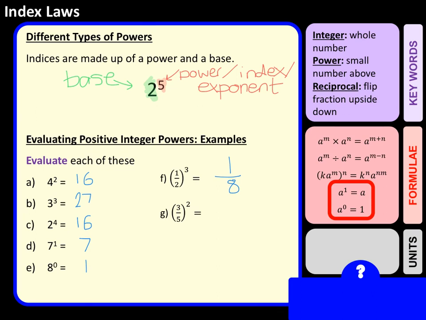For G then, we're squaring the top and the bottom. So 3 squared gives us 9, and 5 squared gives us 25. So that's how we can evaluate positive integer powers.